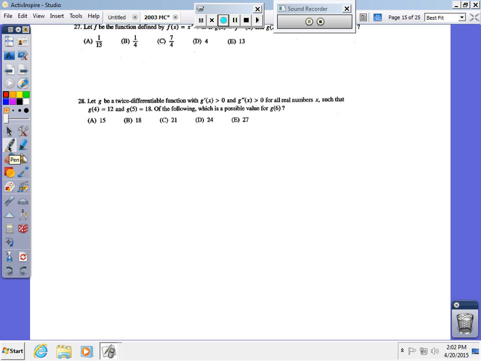So let's see, g is a twice differentiable function. The first derivative is greater than 0, so the function's increasing. And the second derivative is greater than 0, so it's concave up. So I have some function that's increasing and is concave up. I'm just going to plot some points here: at g of 4 it's 12, at g of 5 it's 18. Which of the following could be the possible value of g of 6?